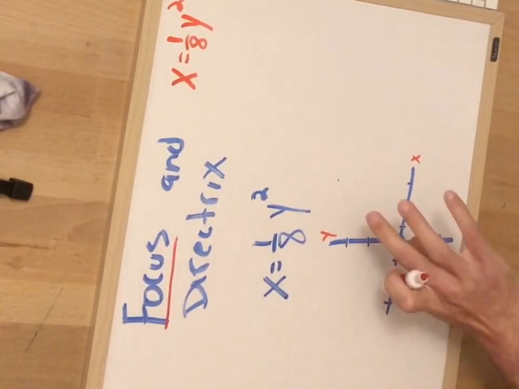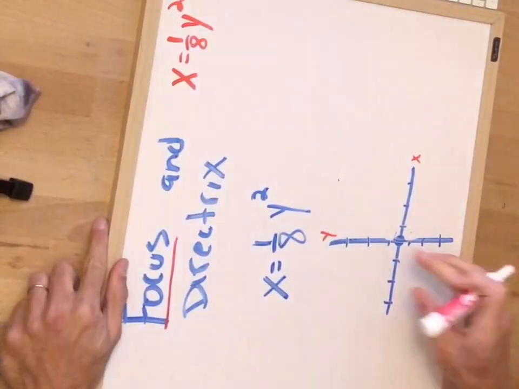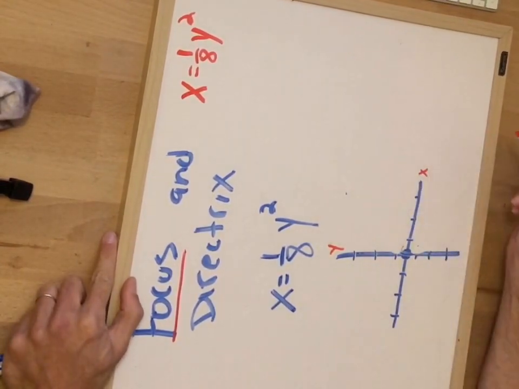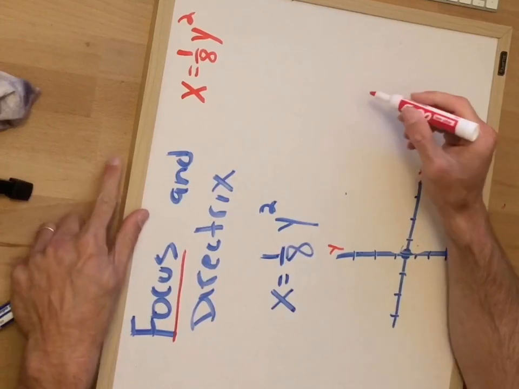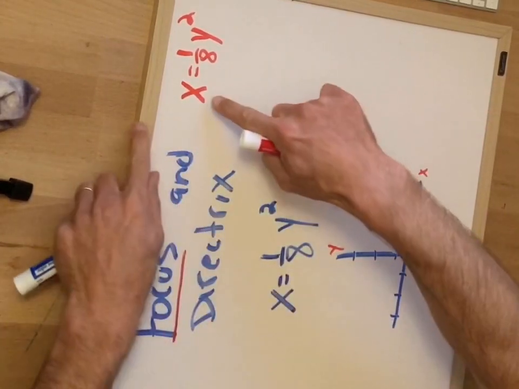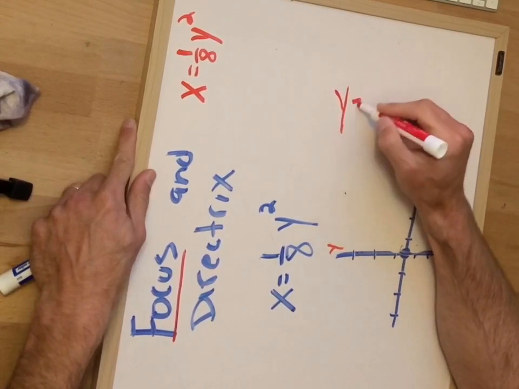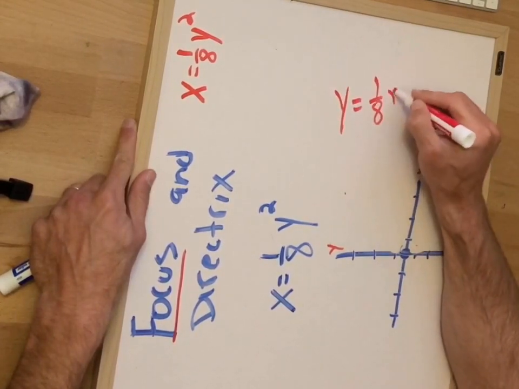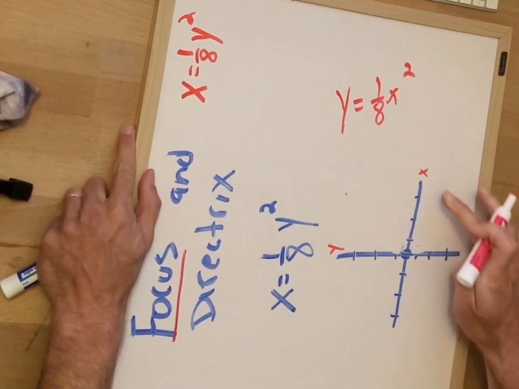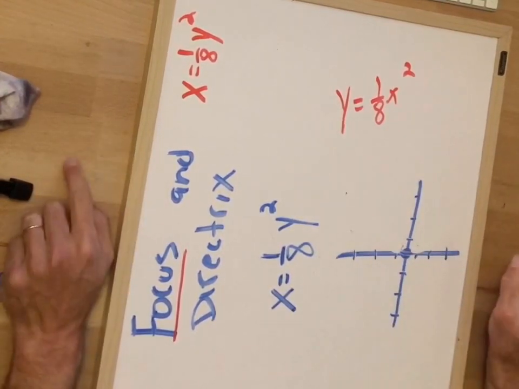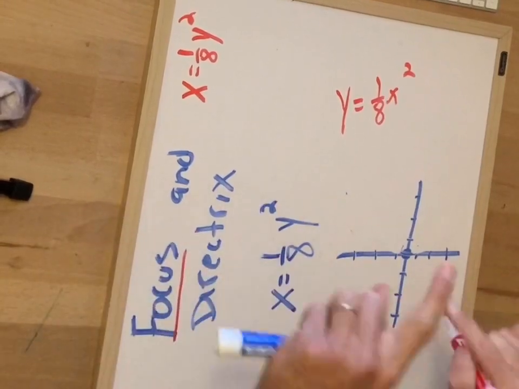Now I flipped my graph. Now I also have to flip my x and my y numbers. So instead of x equals 1/8 y squared, I'm going to flip the x and y. I'm going to take these two and flip them to get y equals 1/8 x squared. I'm just going to flip my x and my y. I know my last step, I have to reflip everything.